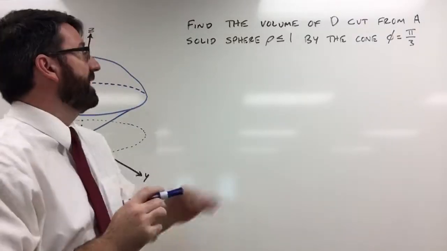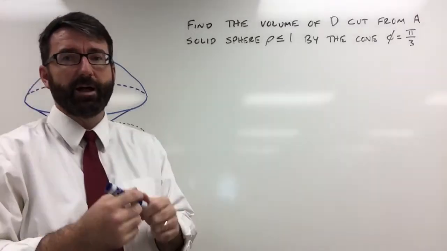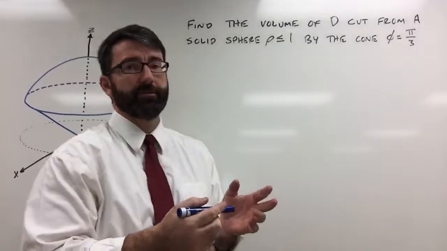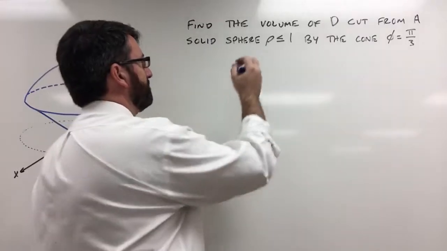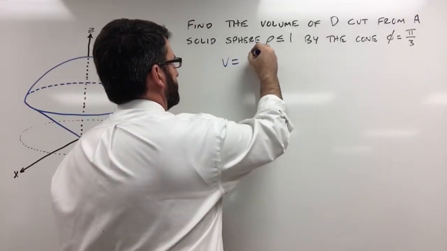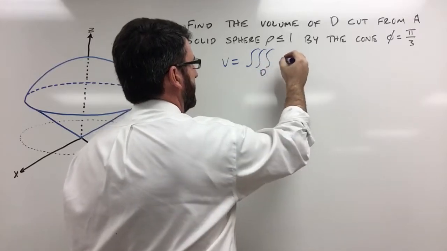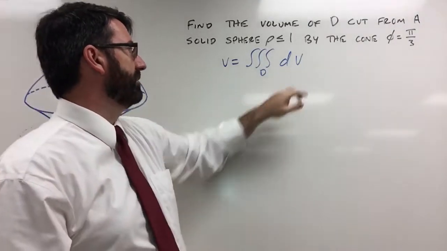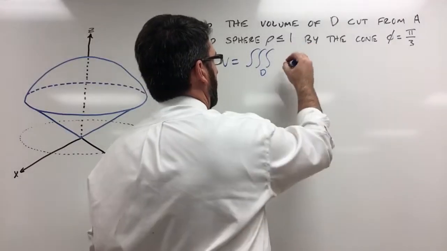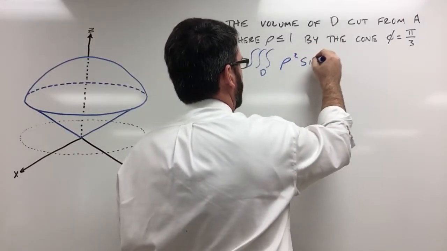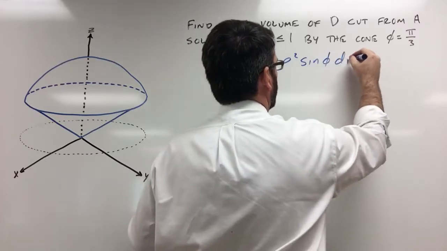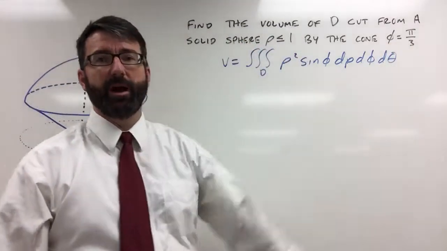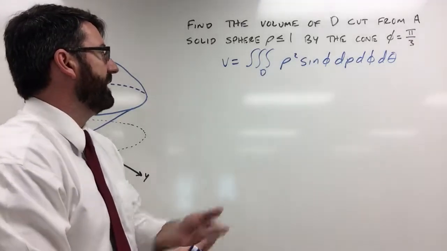All right, for this example, we're asked to find the volume of a region D cut from a solid sphere, rho less than or equal to 1, by the cone phi equals pi over 3. So the formula for finding volume is the triple integral over the region D dV. And now in spherical coordinates, we're going to replace that dV with rho squared sine of phi d rho d phi d theta. So that's going to be our equation for finding volume.